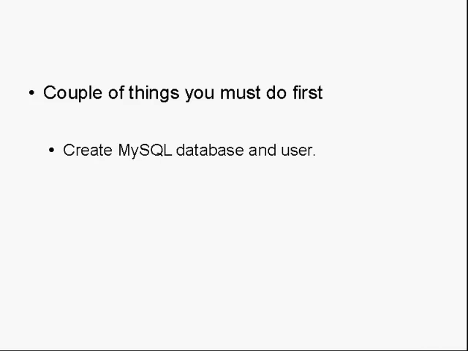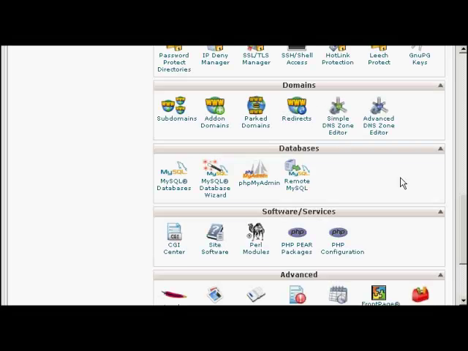Basically, you have to create a MySQL database for your blog, and you must create a user for that MySQL database. But it is actually quite a simple thing to do. If your web hosting package comes with cPanel, it's quite simple to do. Simply log into your control panel and scroll down to the bit that says Databases. Then click here where it says MySQL Database Wizard.